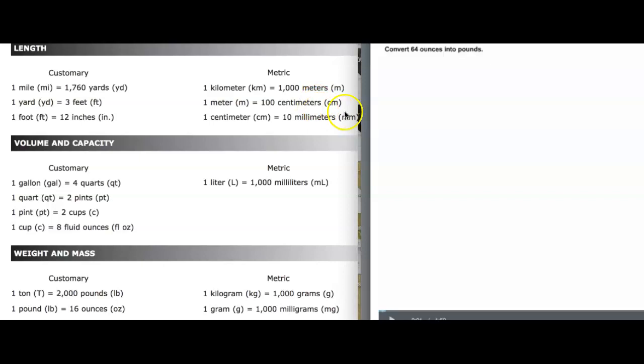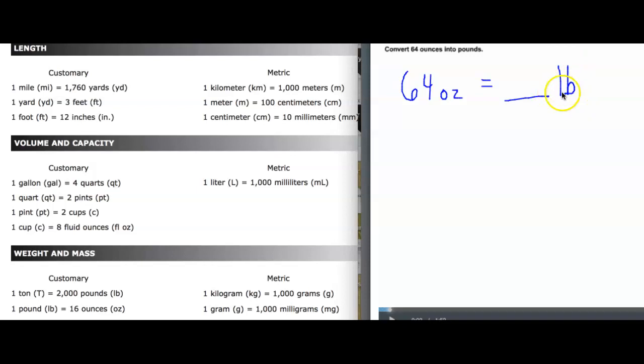Okay, this time we're converting 64 ounces into pounds. So I'm going to write this so that it's a little bit larger for us. 64 ounces. And we want to know how many pounds that will be. And LB is the Latin abbreviation for a word that means pounds. So that's just something we have to actually memorize.